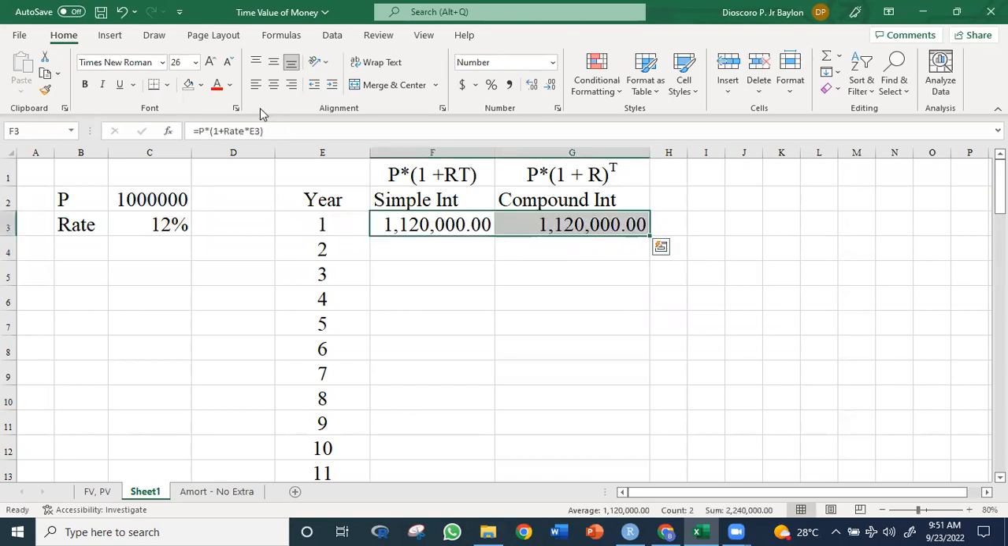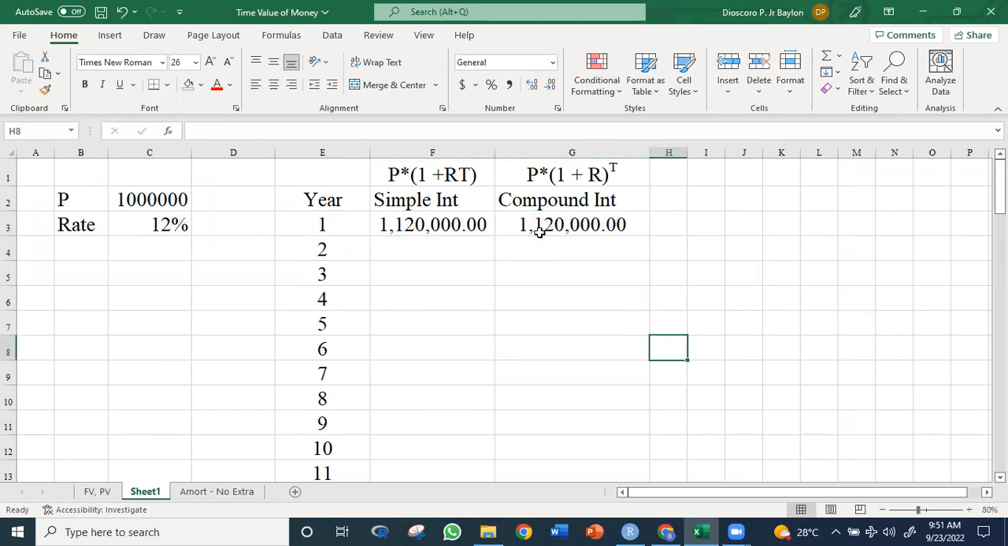So for this first year, they're the same because this is R times T. R times T is 1, so this becomes 1 plus R, right? This one is also 1 plus R. T is 1, therefore this also becomes 1 plus R. So for the first year, they will be the same.